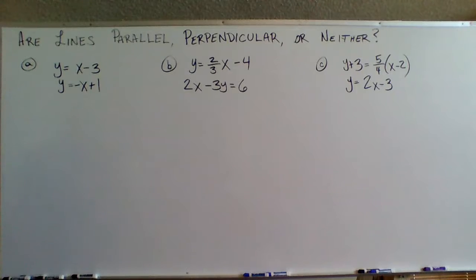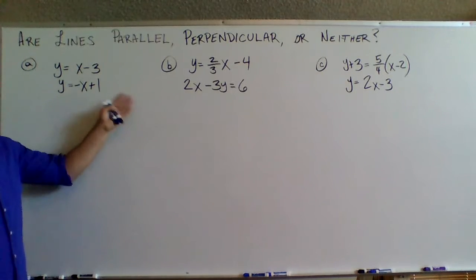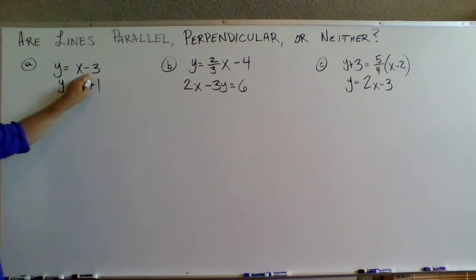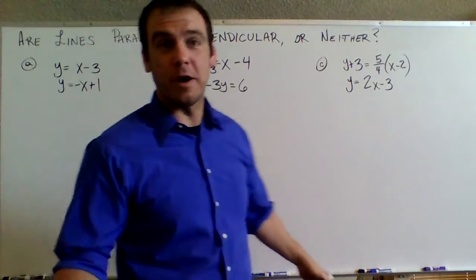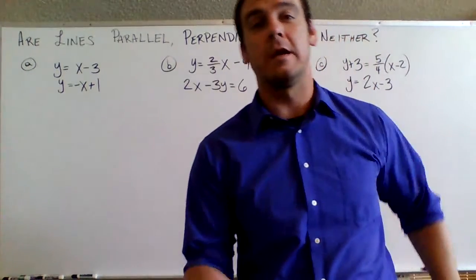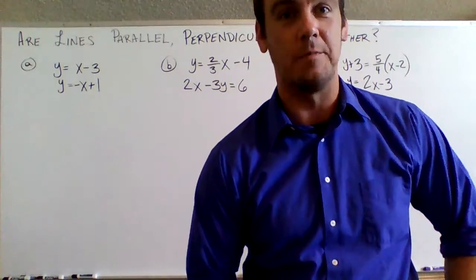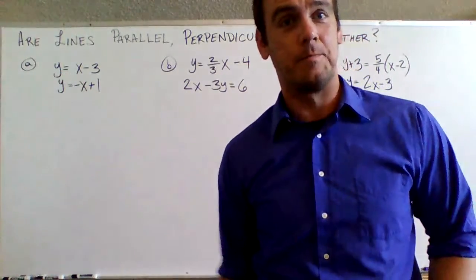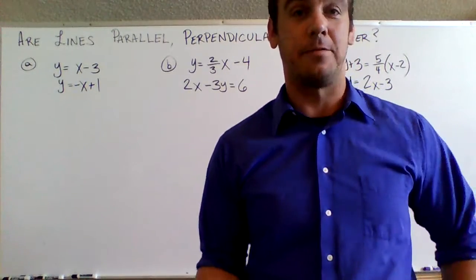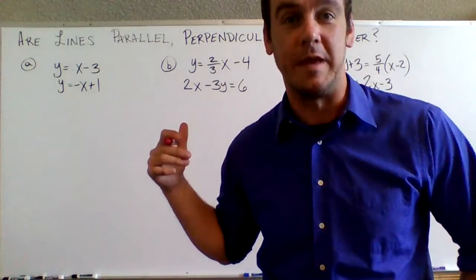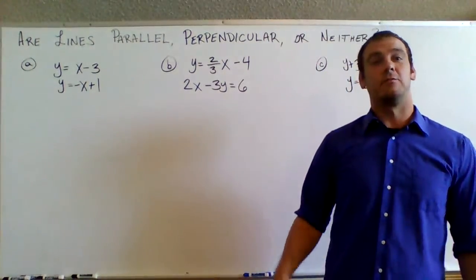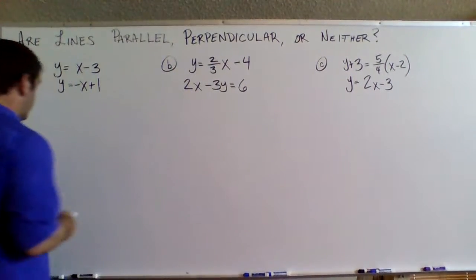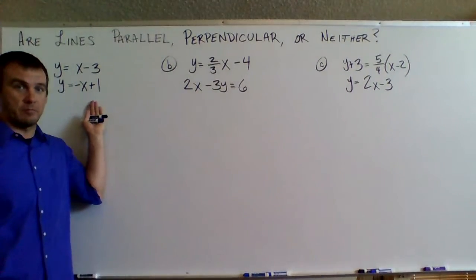Cool, so hopefully you guys gave these a try and figured out if they're parallel, perpendicular, or neither. On my first one, guys, if we're trying to figure out parallel, perpendicular, neither, it's really going to come down to our slope. Basically, if our slopes are the same, they're going to be parallel lines, because they'll never intersect. If our slopes are opposite reciprocals, then it's going to be perpendicular. If it's neither one of these, then it's going to be neither. So you don't necessarily have to do any math on these problems.